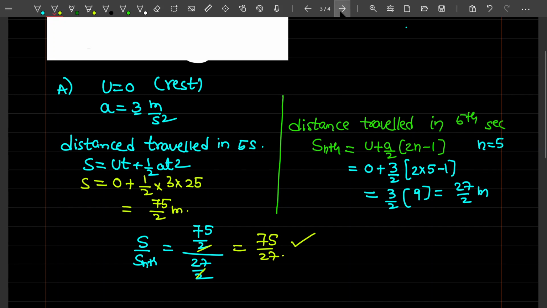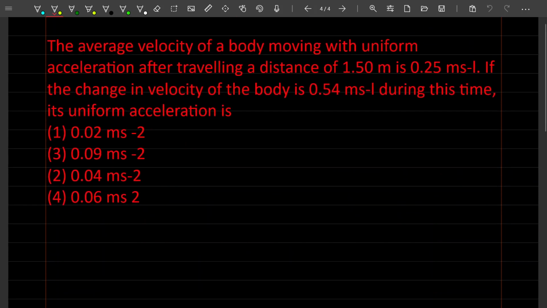Good. Now if I take another question, this question is also from the motion chapter. In this question, the average velocity of a body moving with uniform acceleration after travelling a distance of 1.5 meter is 0.25 meter per second. So average velocity is given 0.25 meter per second and distance travelled by the body is given 1.5 meter. If the change in velocity of the body is 0.54 meter per second during this time, it's uniform acceleration. So in this question we are going to find the uniform acceleration.